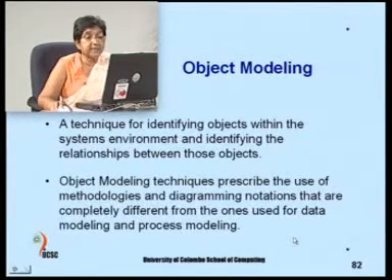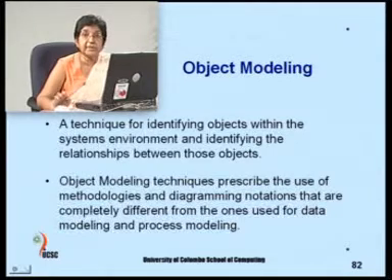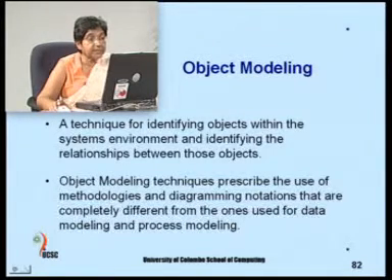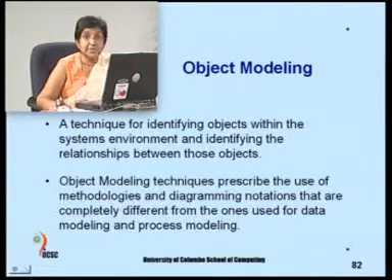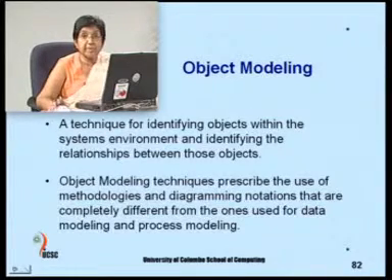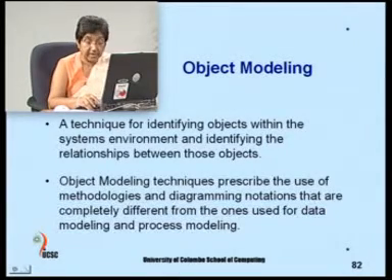Then we get on to another technique called object modeling. This is a technique for identifying objects within the system environment and identifying the relationships between those objects. So, without looking at processes and data separately, here we are looking at objects. And object modeling techniques prescribe the use of methodologies and diagramming notations that are completely different from the ones used for data modeling and process modeling.